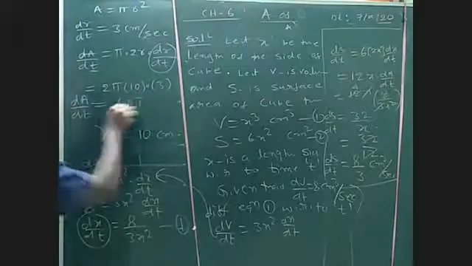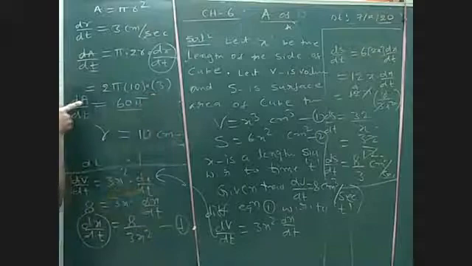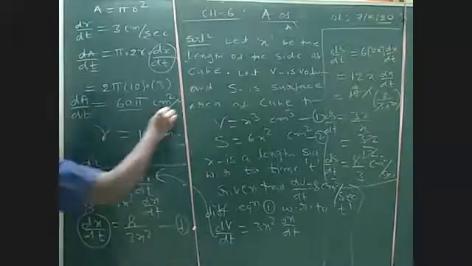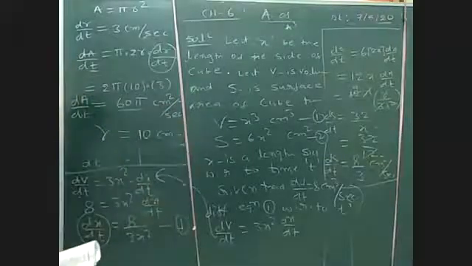What are the parameters here? 60 pi into area, the numerator is area, so centimeters square, by t, time is in seconds, they have given. This is the answer.